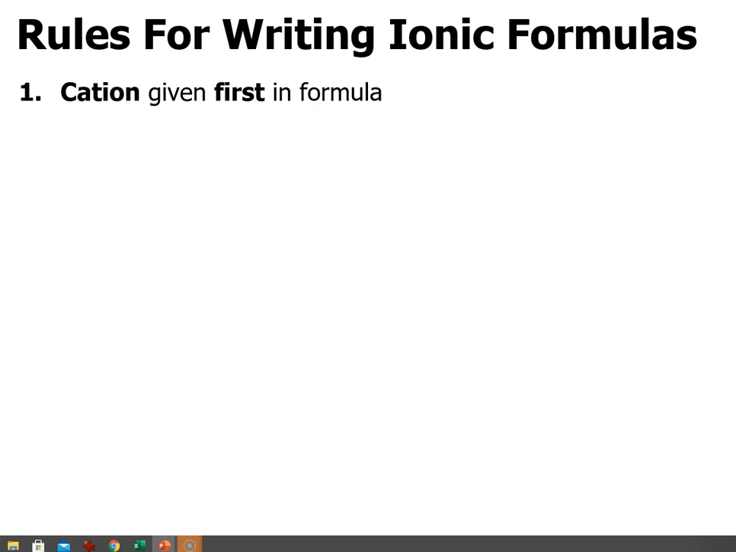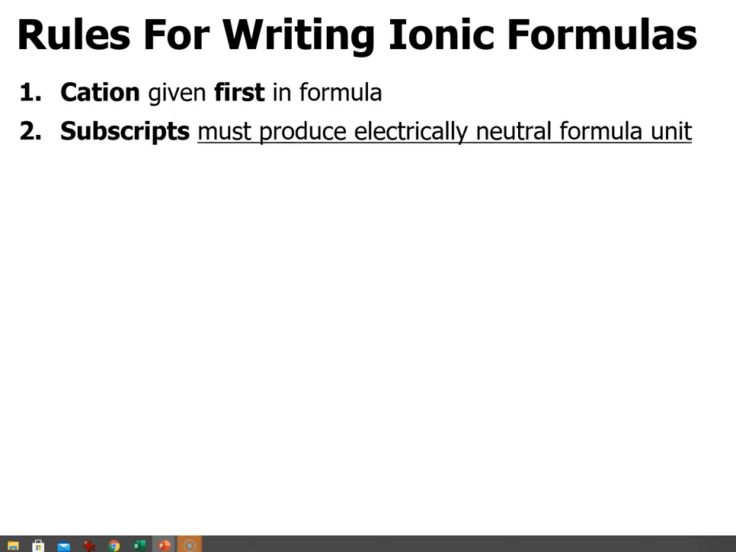Here are some rules for writing ionic formulas. The cation, the positively charged element, is given first in the formula. The subscripts must produce a neutral unit. So if I have a +2 and I have a +1 element, I need 2 of the +1 elements or -1 elements.